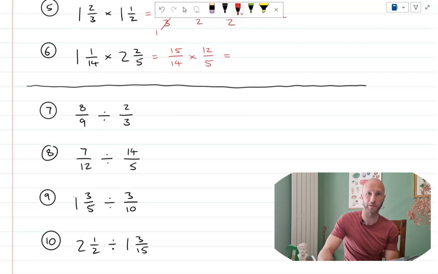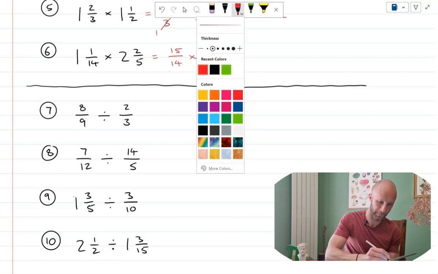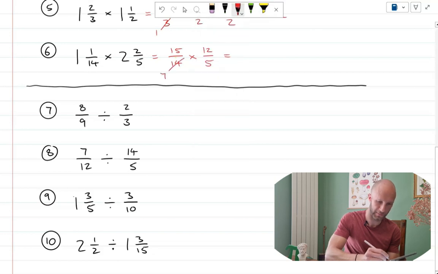So convert from mixed numbers to improper fractions and then look for common factors on the diagonal. So on the diagonal between 14 and 12, what's common? 2 is common. It goes into 14 7 times, into 12 6 times. And then on the other diagonal, we have a common factor of 5. 5 goes into 5 and it goes into 15. So it goes into 5 once and it goes into 15 3 times.